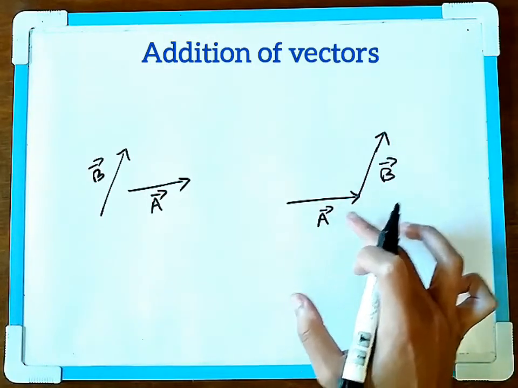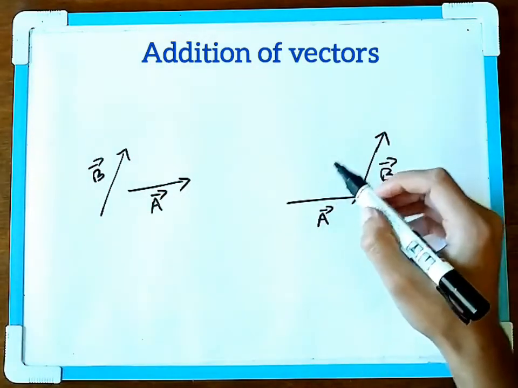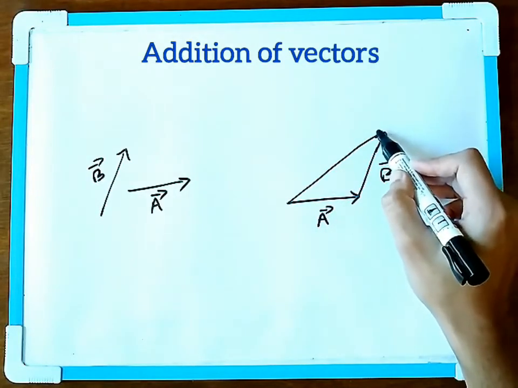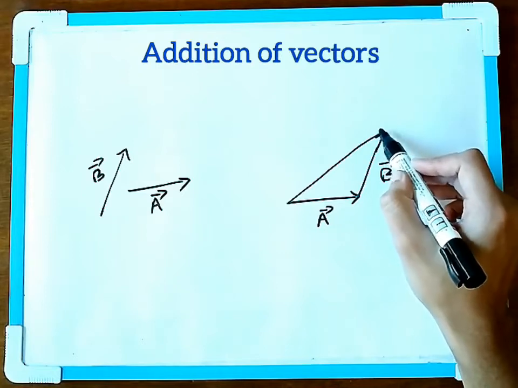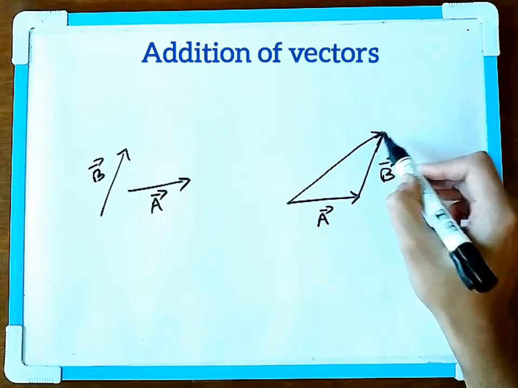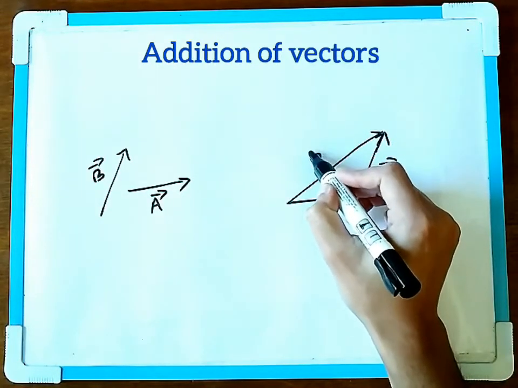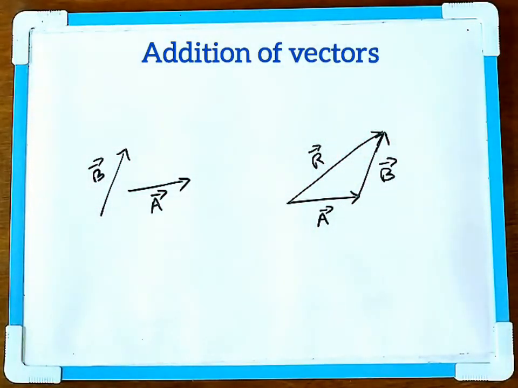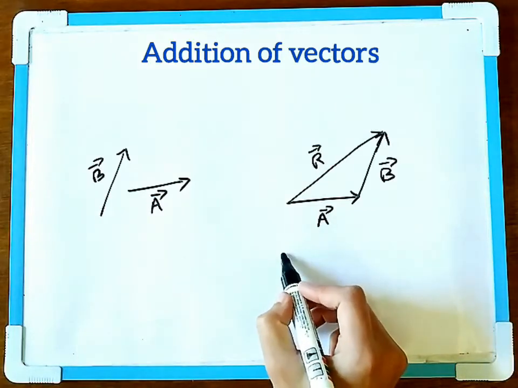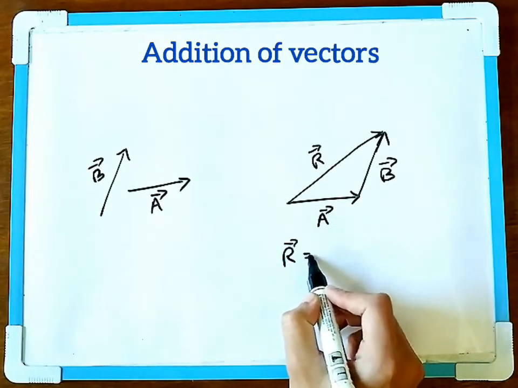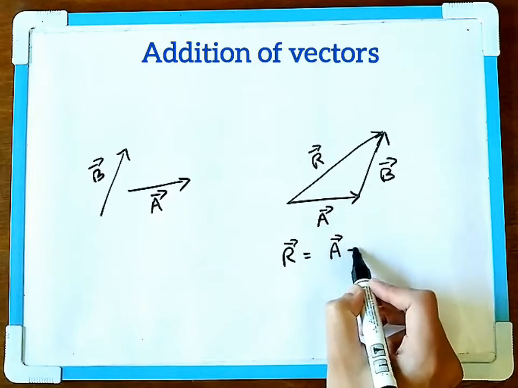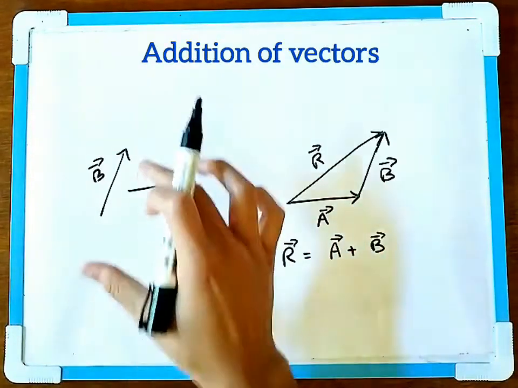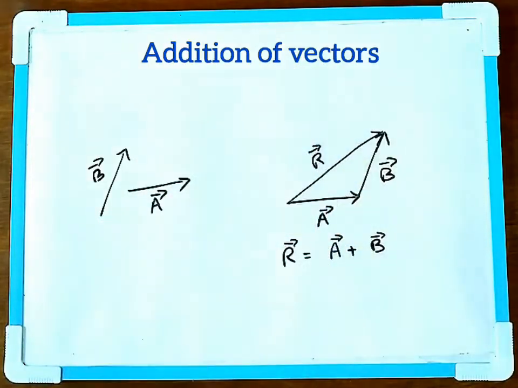Okay, so here A plus B, then this line drawn here, R vector, then this R vector is the summation of A plus B. So this is the graphical method. We have to join the tail with the head.